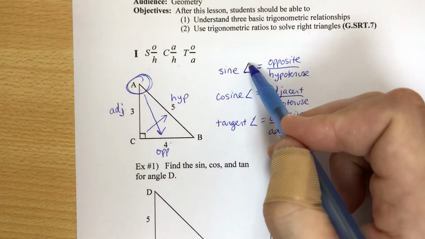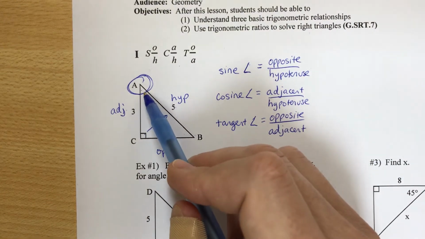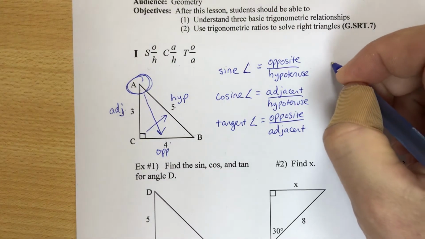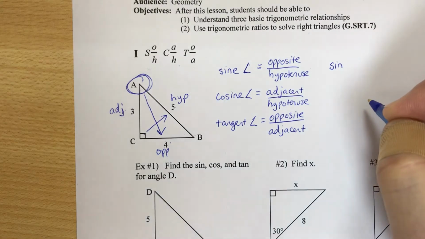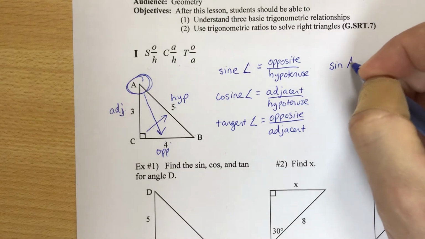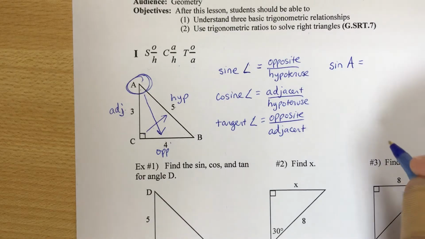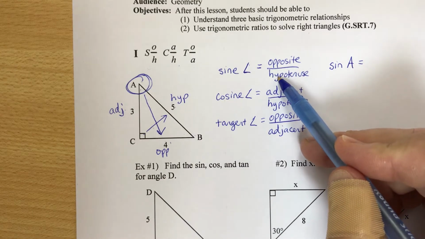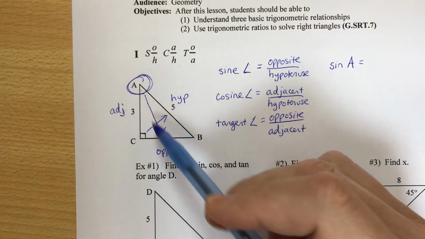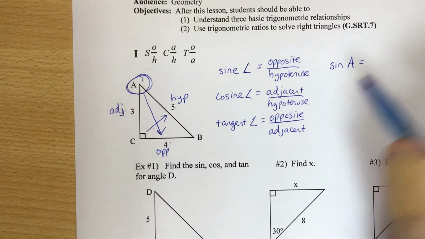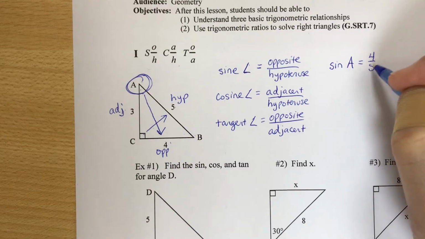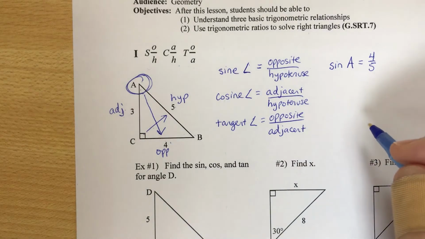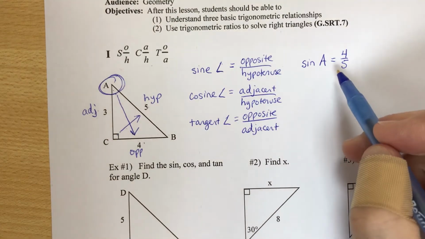So the sine of an angle, if I'm using angle A, now we abbreviate sine as SIN, so the sine of angle A, it's not sin, it's sine, would be the opposite length divided by the length of the hypotenuse. The opposite length is 4, and the hypotenuse is 5. So this is a ratio, it's a fraction. This is why we call it trig ratios.